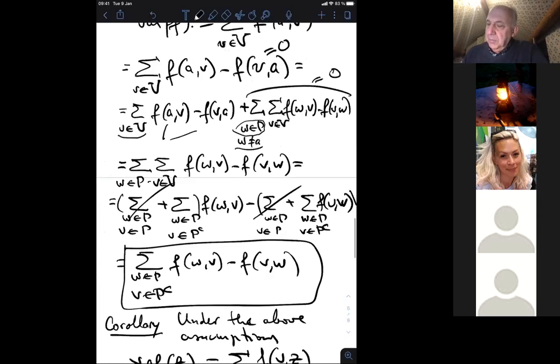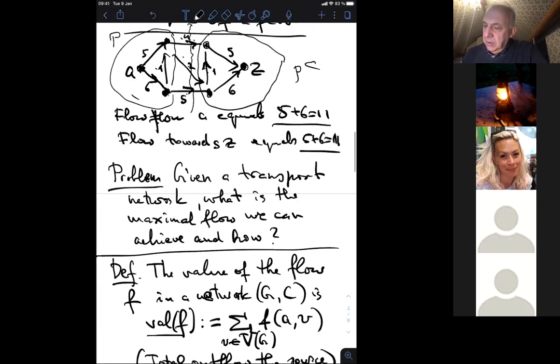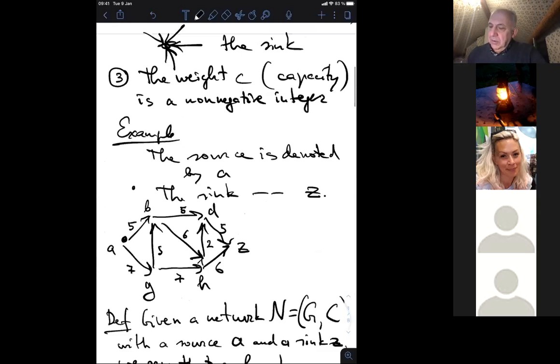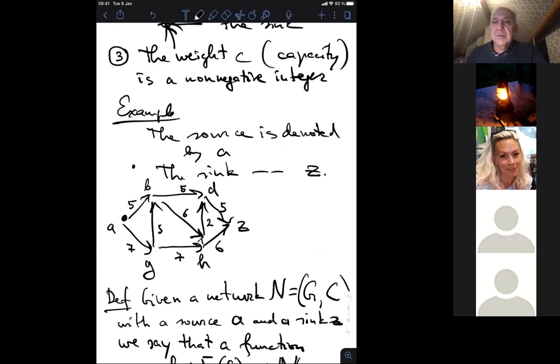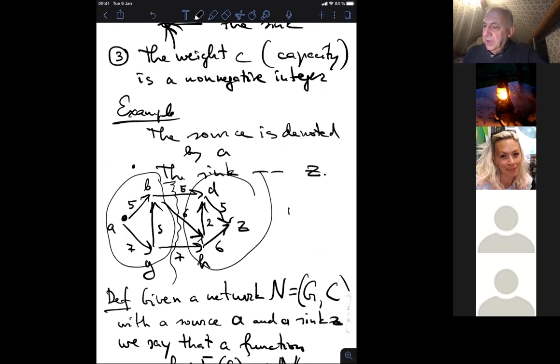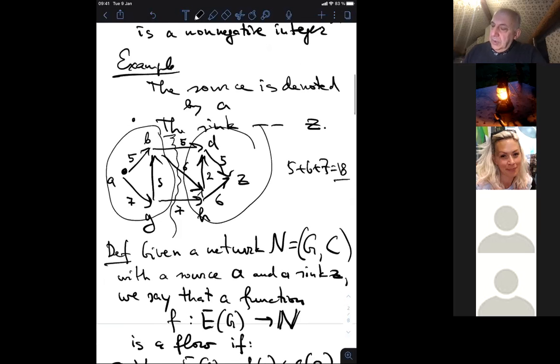For example, if we go back to our picture here, the first picture, this was our transport network. If we're making such a cut, this is P and this is P complement. The capacity of this cut is 5 plus 6 plus 7, which is 18 in such a situation. Good.